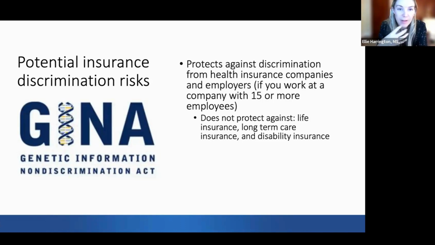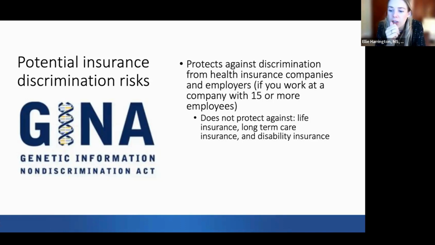So for example, if I have a cancer gene mutation, I'm at risk for developing cancer in the future. My health insurance still has to cover all my cancer-related healthcare needs. My employer, Columbia, can't fire me because they know I might develop cancer in the future. Okay. The limitations of GINA are that it does not protect against life insurance, long-term care insurance, or disability insurance.